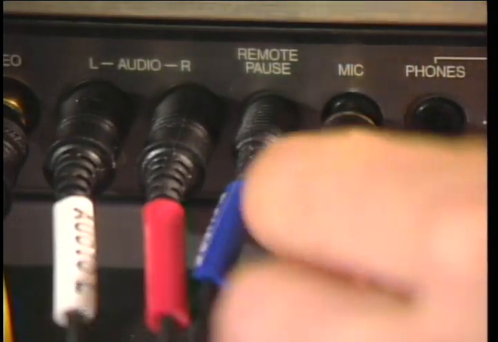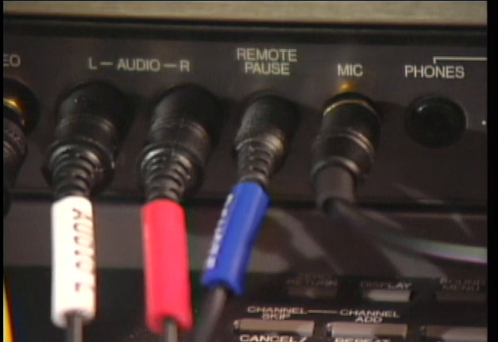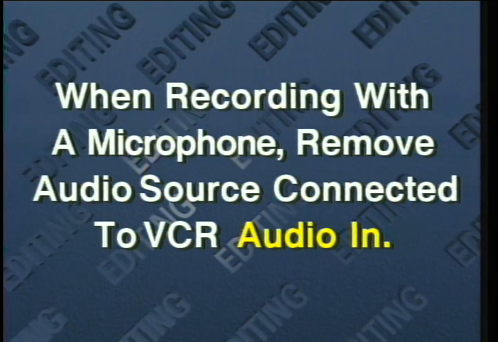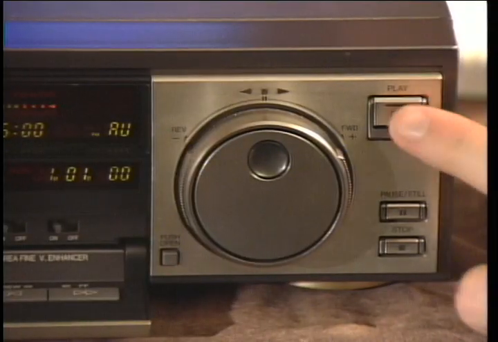First, connect a microphone or an audio source, like a CD player or a tape player, to the mic jack or the audio in connectors, respectively. Engage the auxiliary mode. If you are recording from the microphone only, then disengage any audio source that might be connected to the audio in connectors.